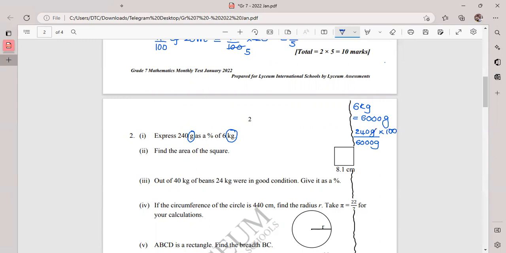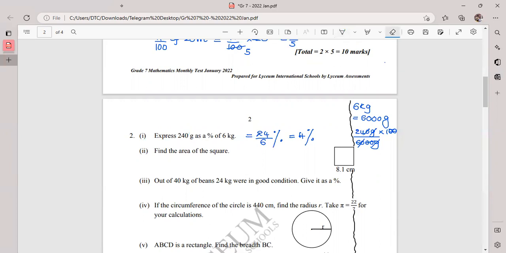Then gram and gram you can cancel. And here 2 zeros and 2 zeros. And here you have 0 and another 0. Then 24 over 6, 24 over 6%. And the answer is 4%. Hope it is clear for you. First, you want to look at the units.